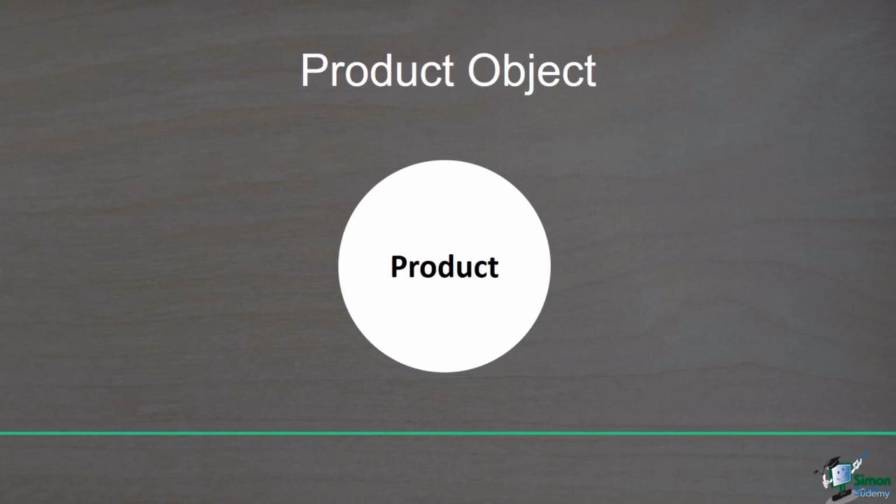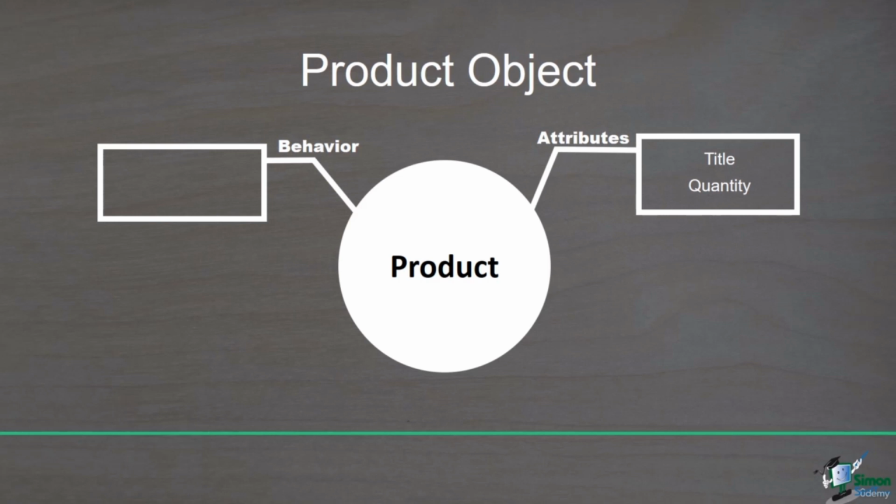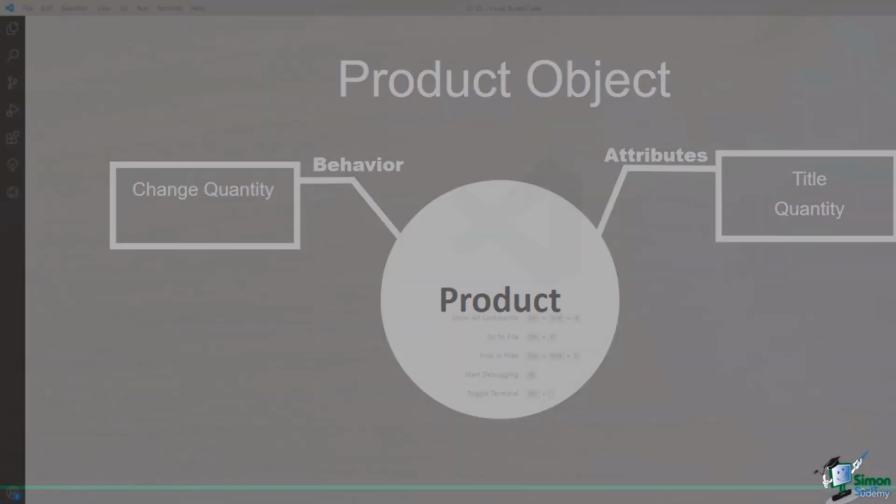But what is the product here? We can consider the product as another object. What attributes does a product have? A product has a title and quantity. And what about methods? We can change the quantity for a product, so it has just one method. As you see in this example, we have a shopping list object in which there is another object named product. This video will show you how to define objects that use other objects. So let's jump into the code.